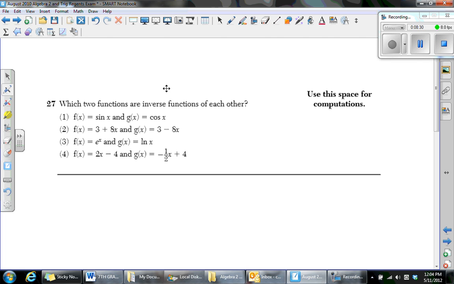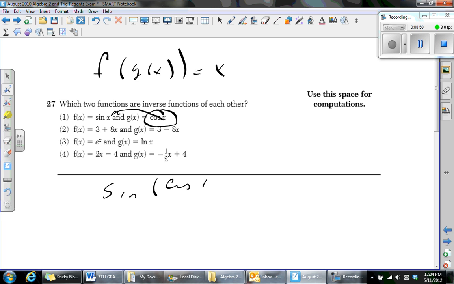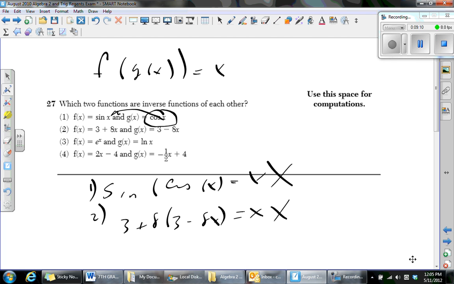Two functions are inverses of each other. That means they have to apply the rule of f of g of x equals x. That means that if I'm going to take one of the functions, put it inside the other, then we would end up with something like sine of cosine of x equals x. And we know that's false. If we do that for choice 2, 3 plus 8 times 3 minus 8x. Does that equal x? No, it does not.